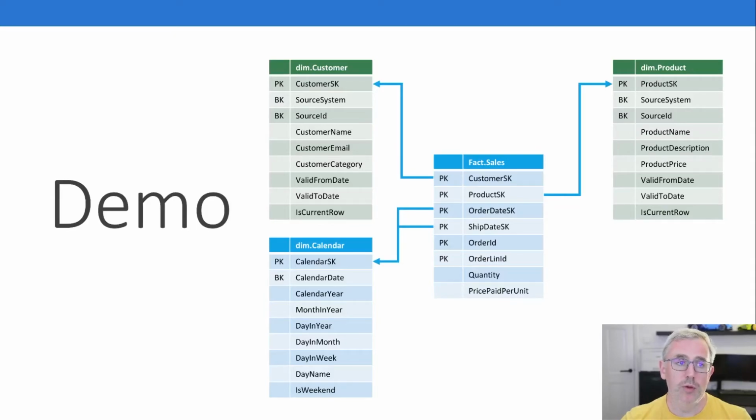Okay, so now we'll move on to a demo. Essentially we have a small star schema here, and it's a sales table that links to a customer and a product, and also to a calendar dimension. So essentially it's a very simple star schema, and we can just go from there.